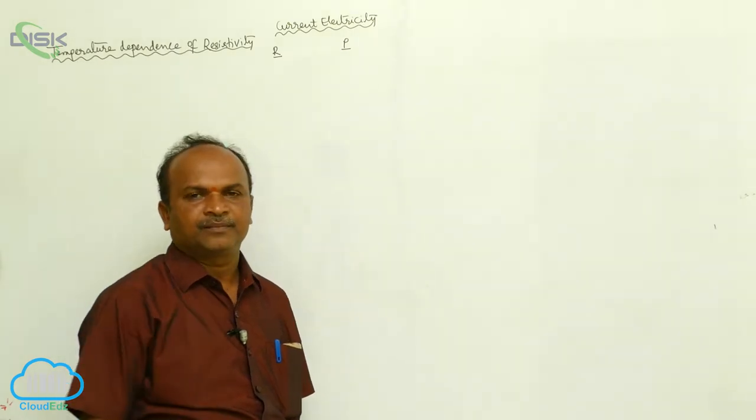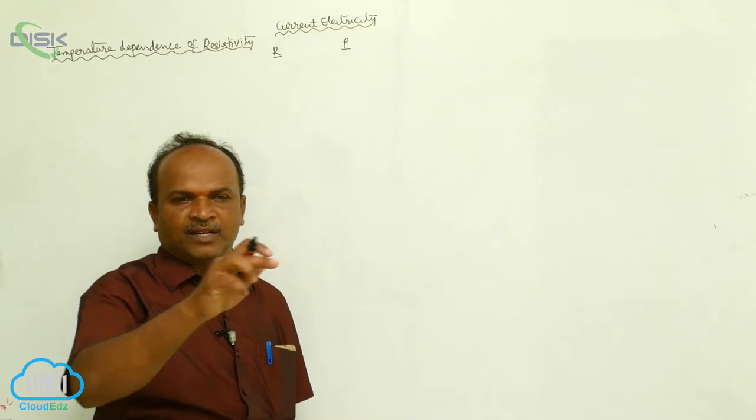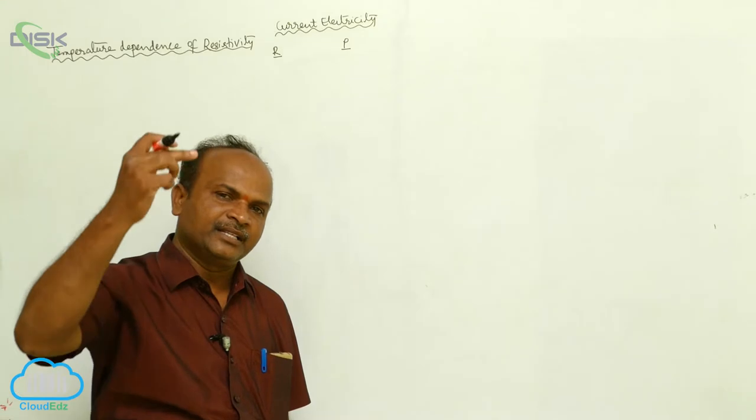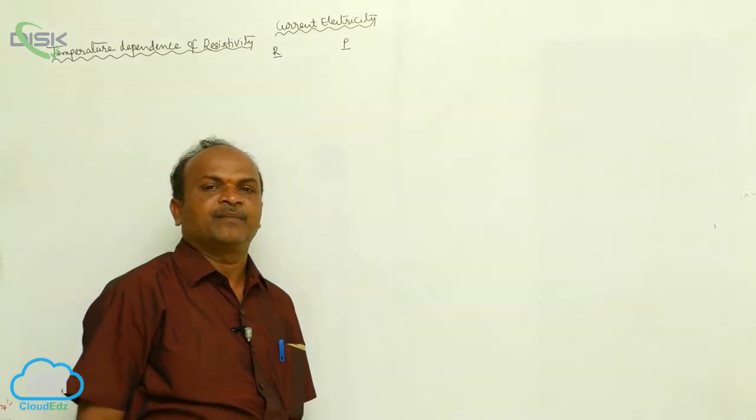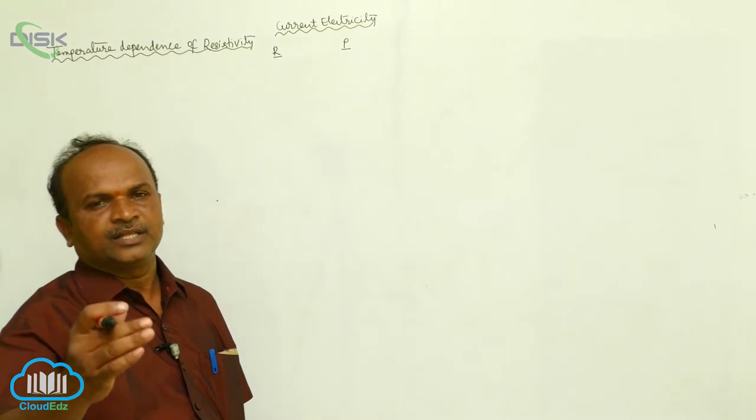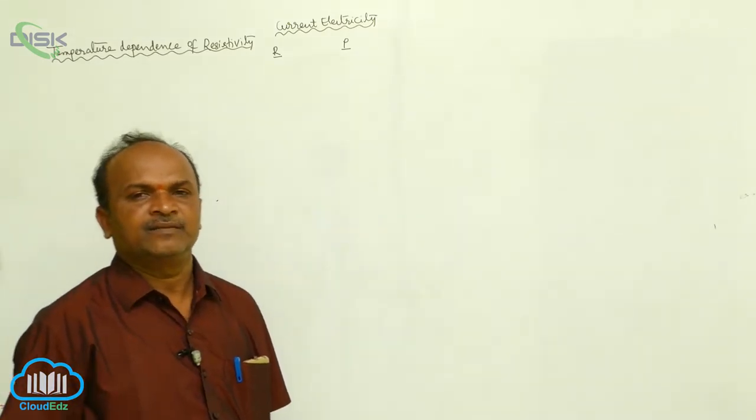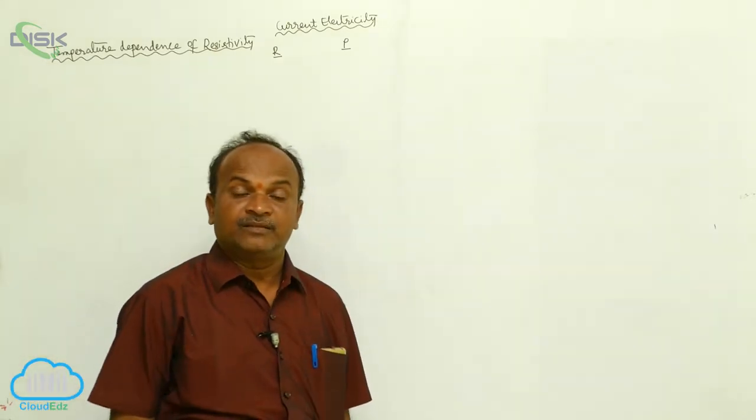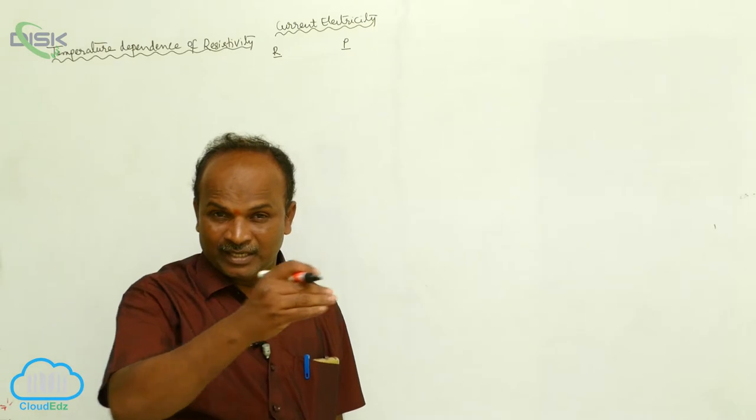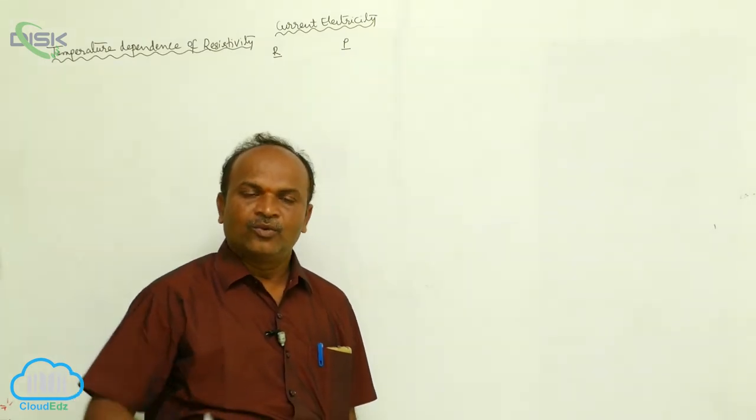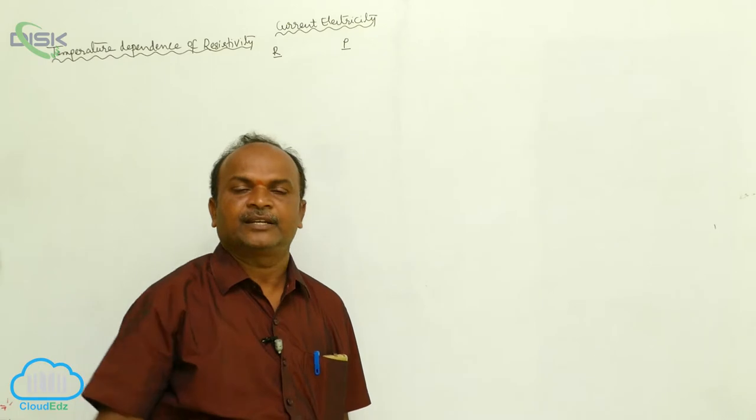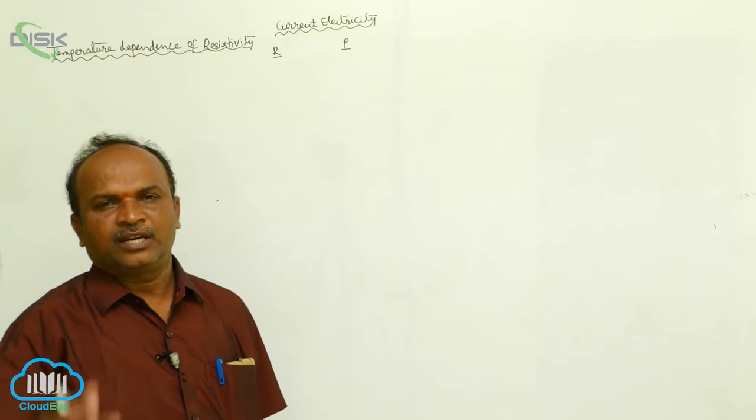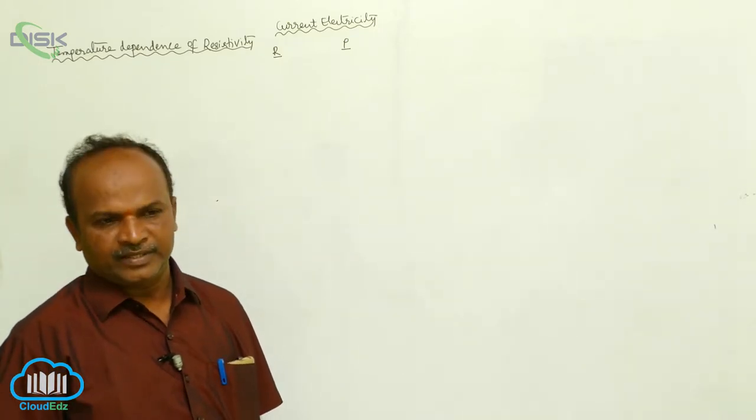Let us consider silver. Take silver 1 meter length, whose cross-sectional area is 1 meter square. It has a particular resistance. That resistance value is called the resistivity of the silver. Now let us consider the resistivity of gold. Take 1 meter length of the gold rod whose cross-sectional area is 1 meter square. Then it has a particular resistance. That particular resistance is called resistivity.